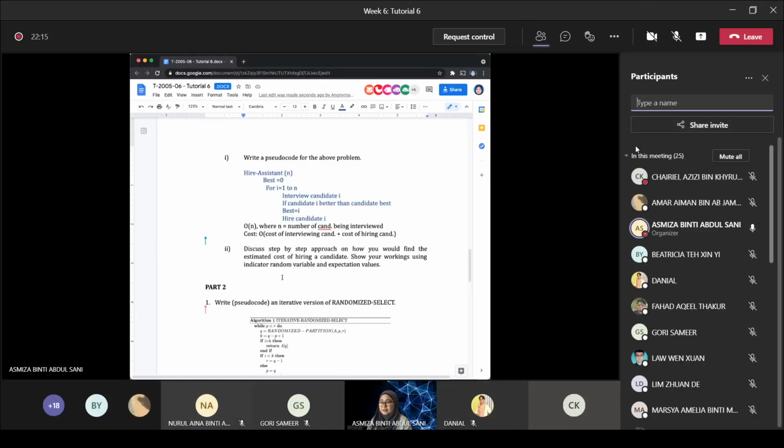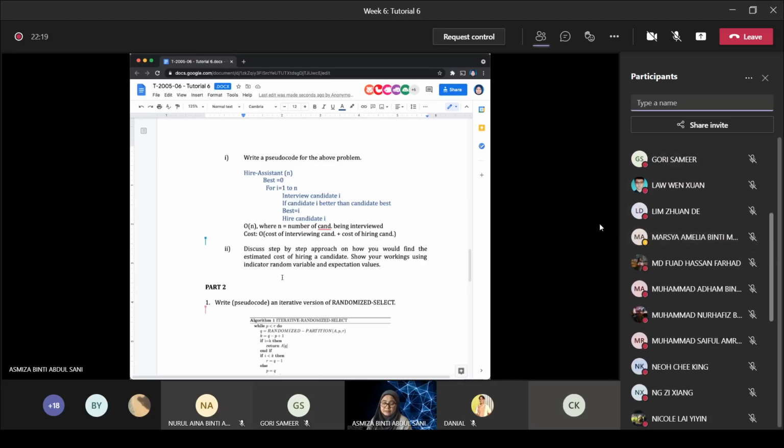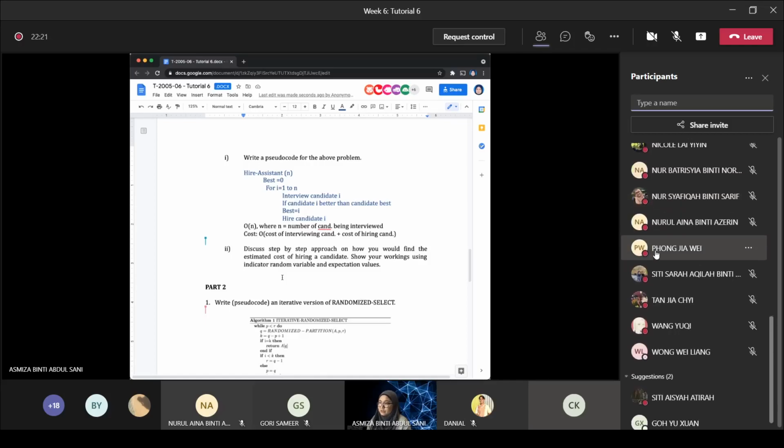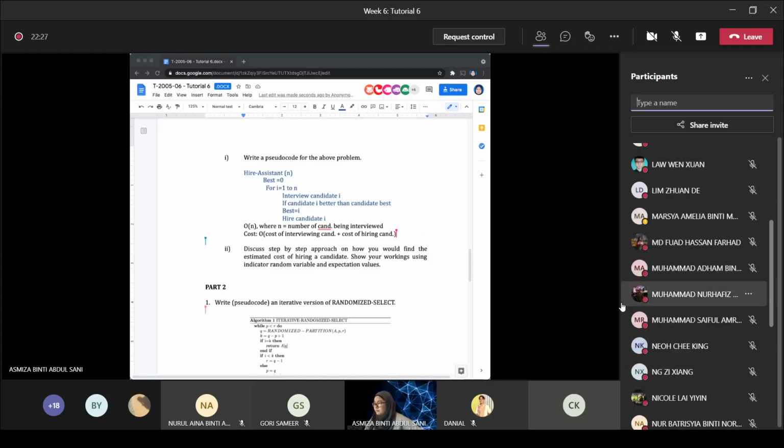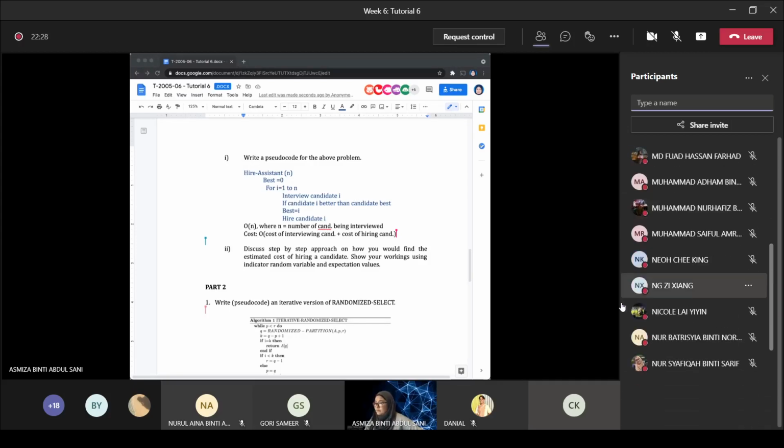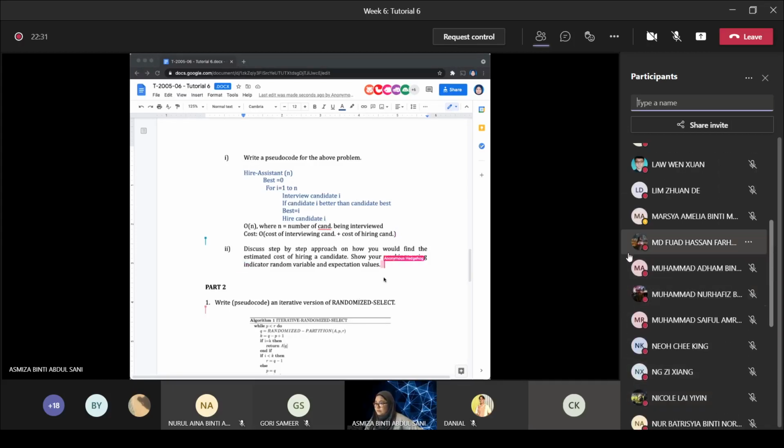All right. Okay. So number 2, discuss the step by step approach on how we can estimate the cost, and then show your working using the IRV and the expectation values. Can someone share what is the answer for this one?